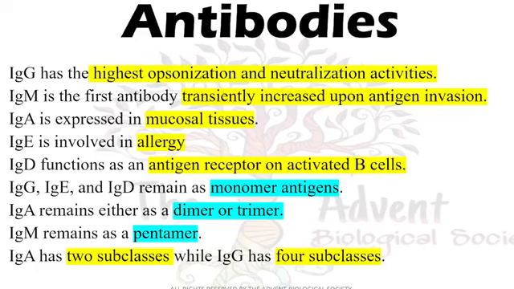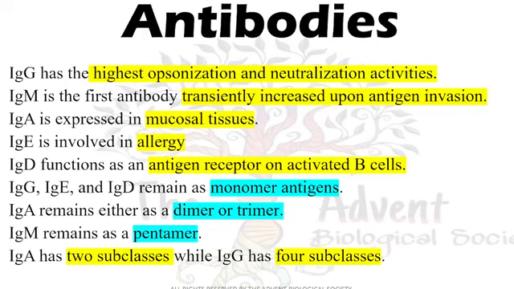Now IgG, IgE and IgD remain generally as monomers. We will look into the structure of these five antibodies in detail in the next slide, but you have to remember that IgG, E and D remain as monomeric antibodies.